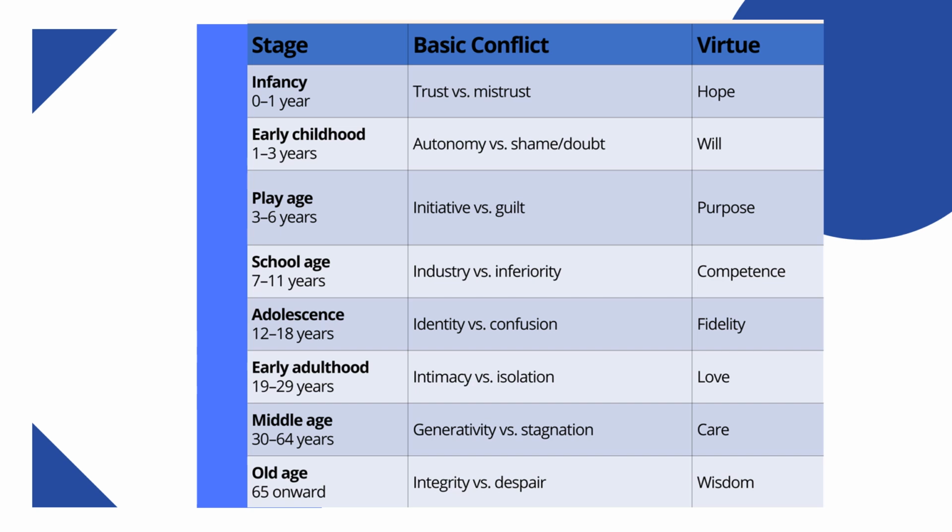Similarly, in the play age 2 to 6, the conflict is between initiative and guilt, and the virtue is purpose. This is followed by other virtues like competency, fidelity, love, care, and wisdom. I would encourage you to study this model of child development in greater detail.